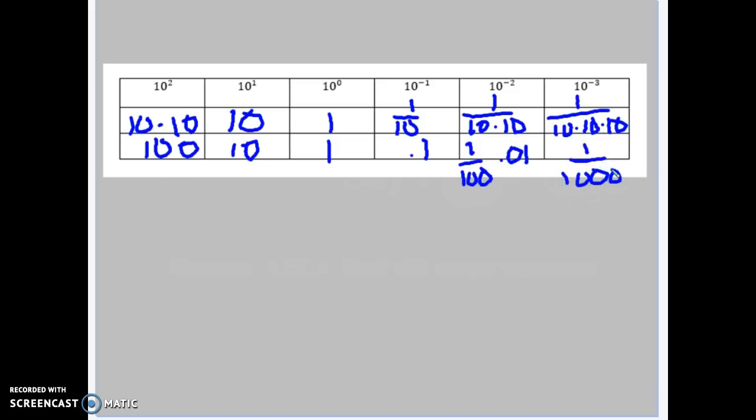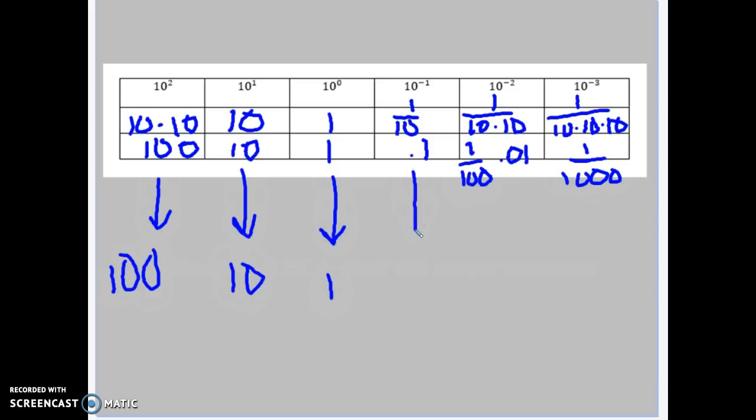So what I want to look at is here we have the number 100. Here we have the number 10. Here we have the number 1. Here we have the decimal 1/10. Here we have the decimal 100th. And then finally we have the decimal of 1,000th.